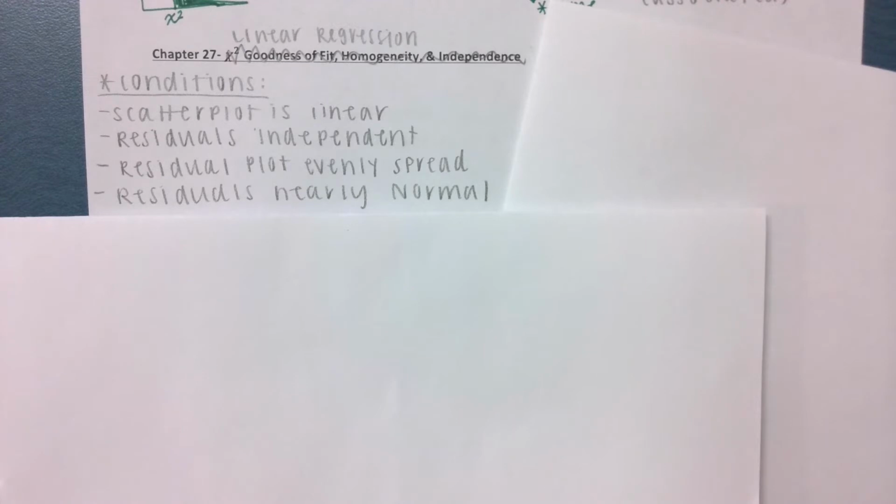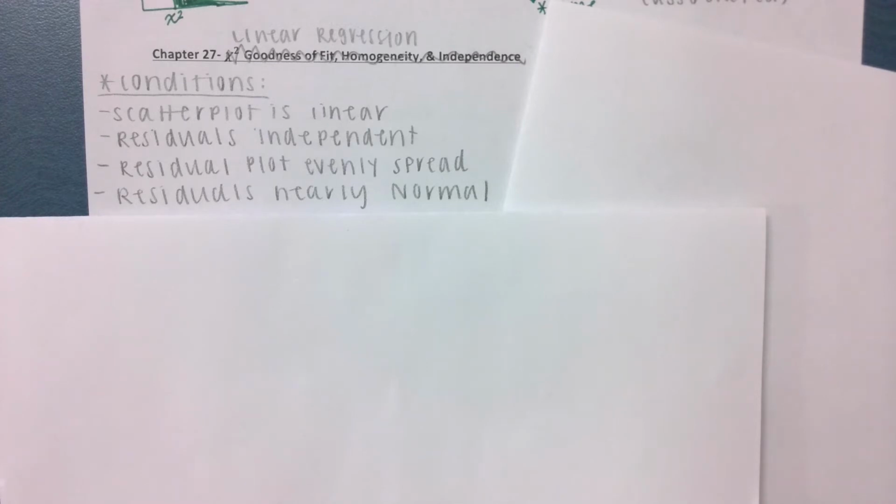The first condition is that the scatter plot of your data needs to be linear. So you have to have a scatter plot that's straight. We can't have something crazy curved. The next thing is that your residuals must be independent. So the distance that each data point is from your line of best fit has to be independent from all the other data points.